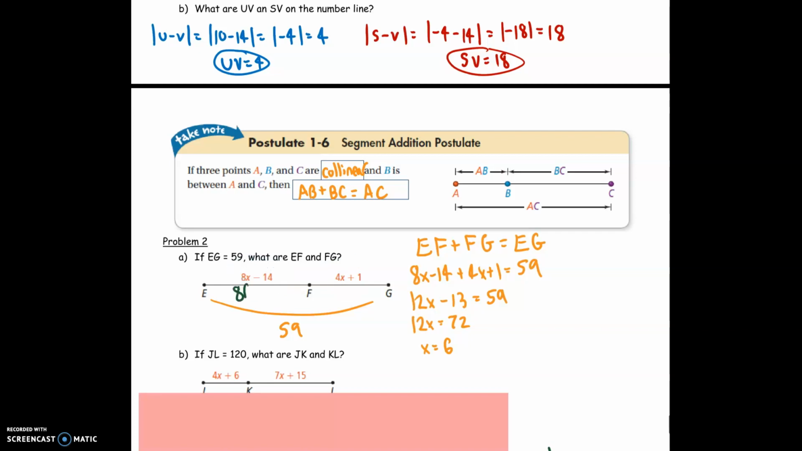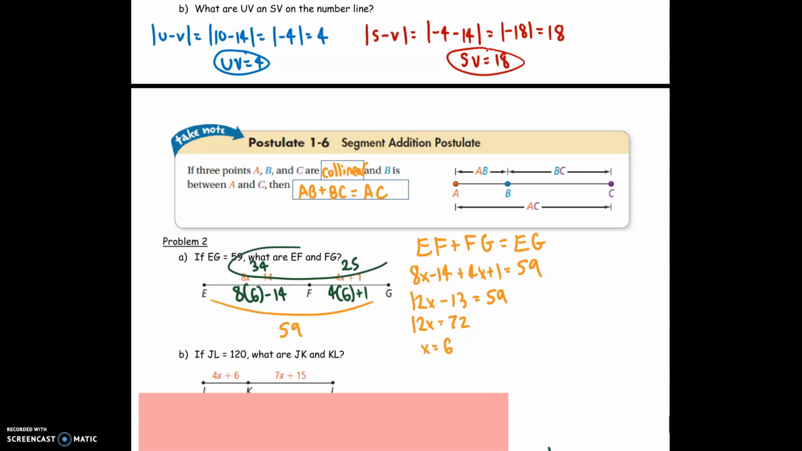So what I want to do is plug that answer back in. I know that if 6 is x, I can substitute for the first, substitute for the second. Sorry, that's not x. We know it's now 6. And it should be able to find each of those individual lengths. If I simplify the first part, 48 minus 14, we're going to get 34 from that. And if I simplify the second part, 24 plus 1, we get 25.